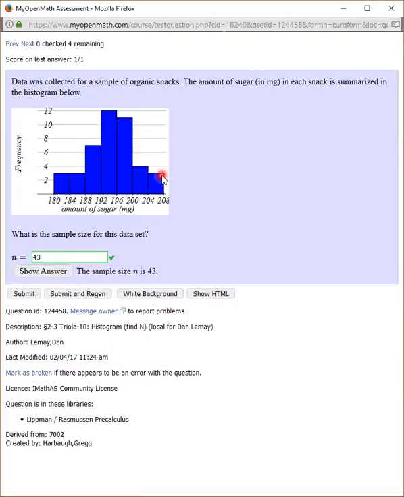All right. So I hope that helps you figure out the sample size off a graph. Now, you've got to be careful. This is a frequency distribution, not a relative frequency distribution. If it's a relative frequency distribution, these percentages will all add to 100, right? So just pay attention to what the labels are saying.